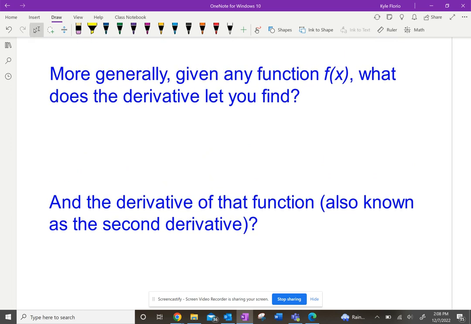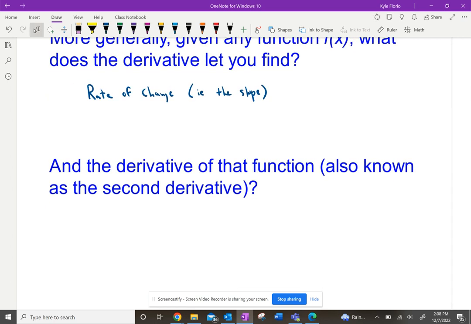Moreover, you need to copy this down. More generally, given any function f of x, the derivative lets you find the rate of change, which also we call the slope. In case I didn't tell you this before, the derivative is the slope, which is also known as the rate of change. So given a function f of x, the derivative tells us the rate of change, and the derivative of that function, which is what we're going to call the second derivative, tells us the rate of change of the rate of change.